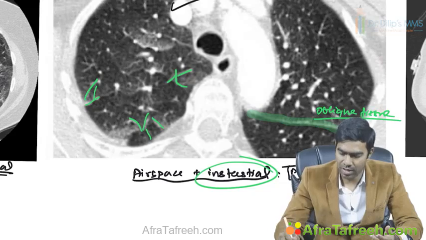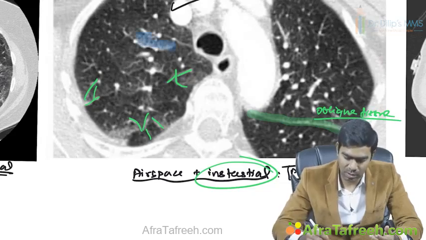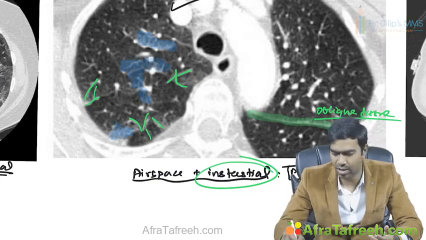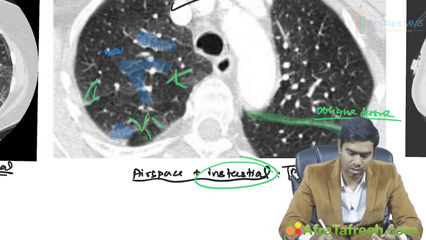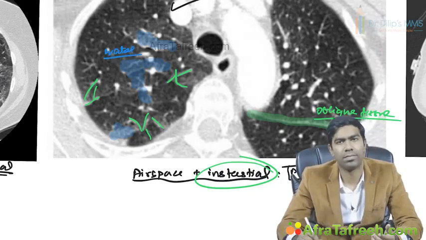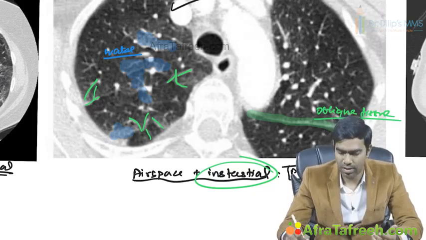And you can see a lot of areas of ground glassing. You can see this area is ground glassed. This area is ground glassed. These areas, yes, they are still ground glassed. And all this ground glassing is due to the partial displacement of the air with water. That is edema. So that's why this is a case of pulmonary edema.